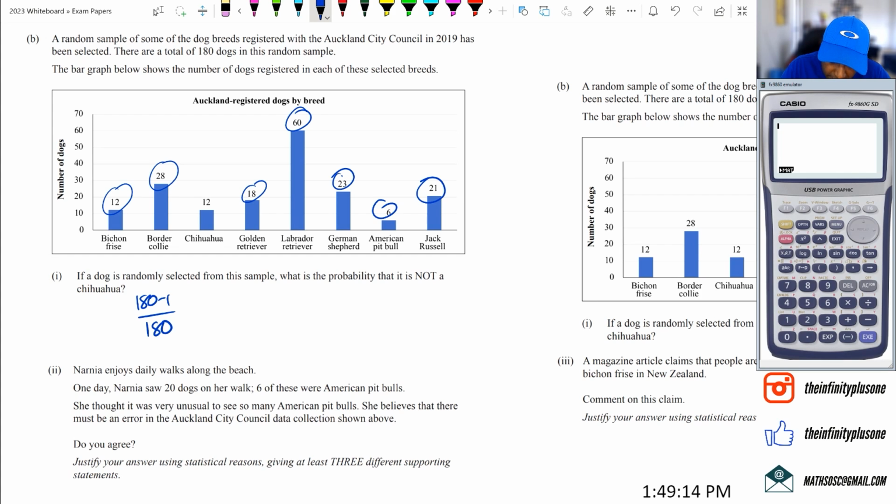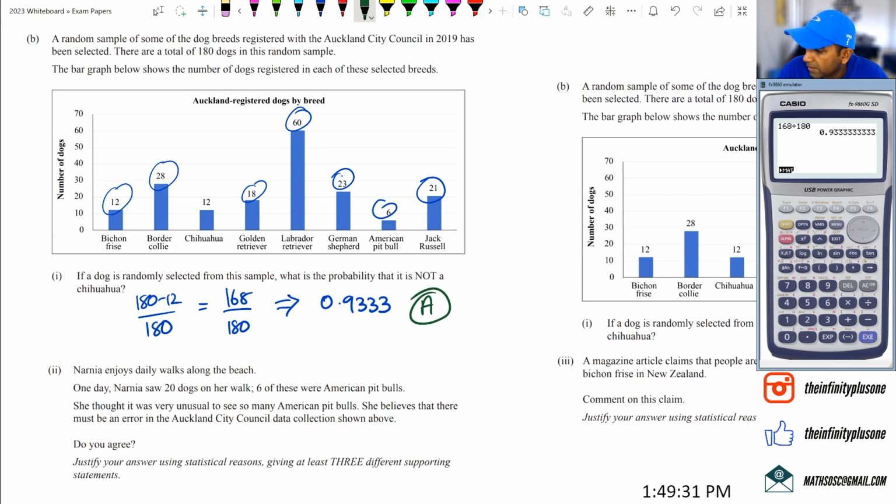I'm just going to go 180 minus 12, which equals 168 out of 180. Then the probability is 168 divided by 180, which is 0.9333. And if you do this, you will get an achieved grade. Then we shall go to the next part of this question.